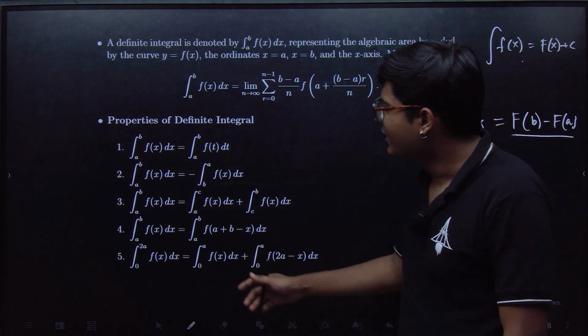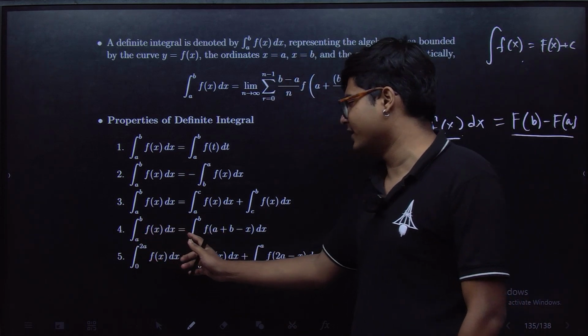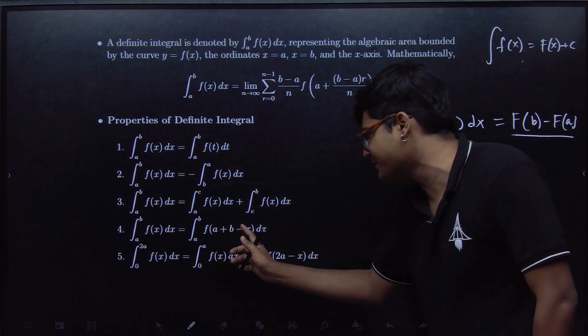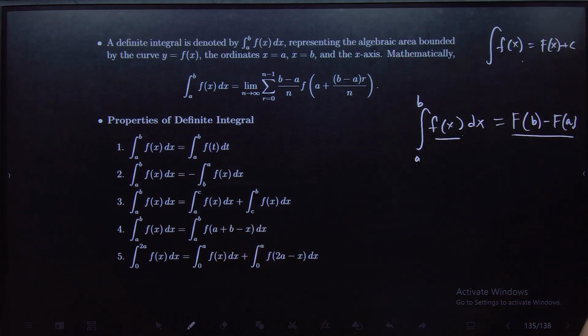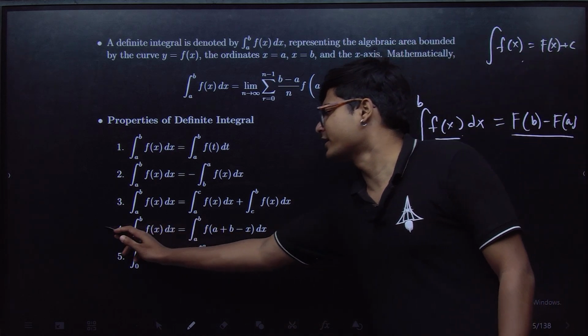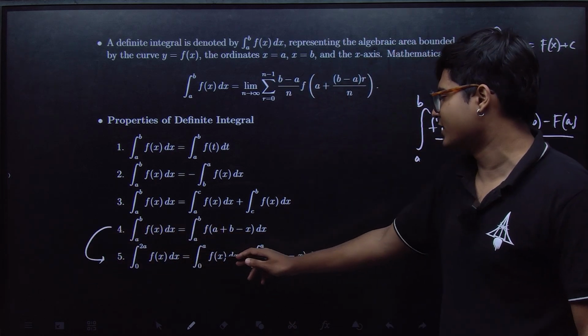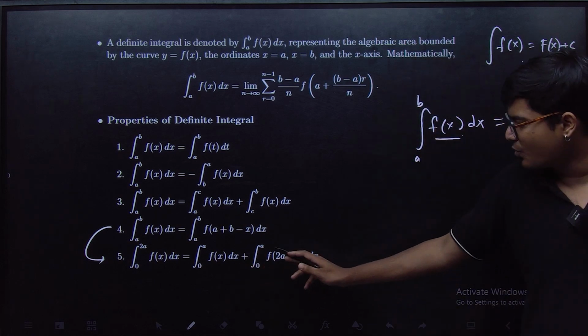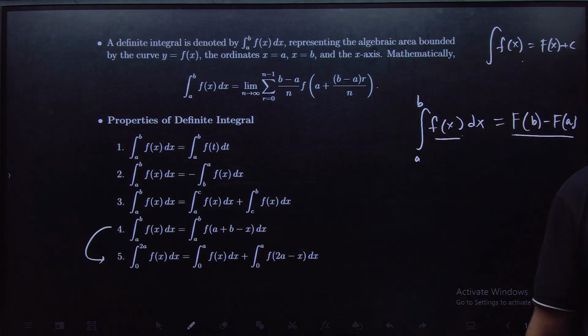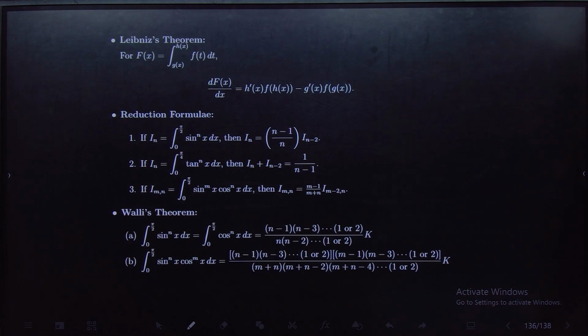Fourth property is the King's property. So integral a to b f(x) dx is nothing but integral a to b f(a plus b minus x) dx, okay? So you can always replace your variable x with a plus b minus x, right? Same, using this, you can write down integral 0 to 2a f(x) dx as 0 to a f(x) dx plus 0 to a f(2a minus x) dx, okay? Cool.